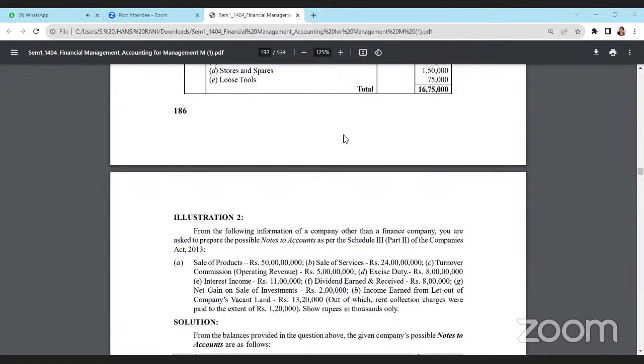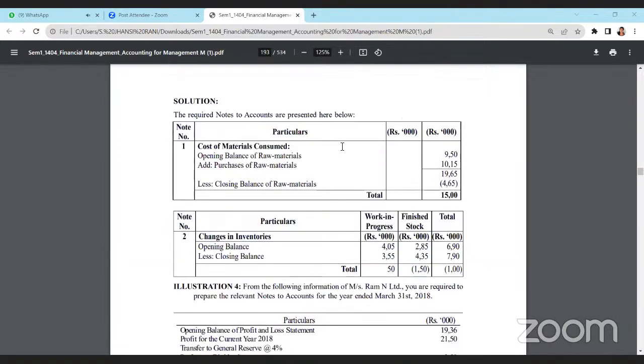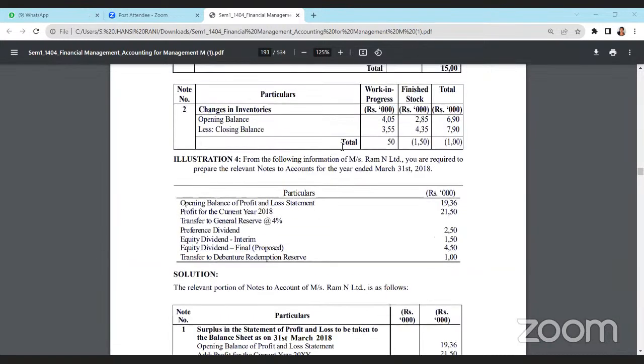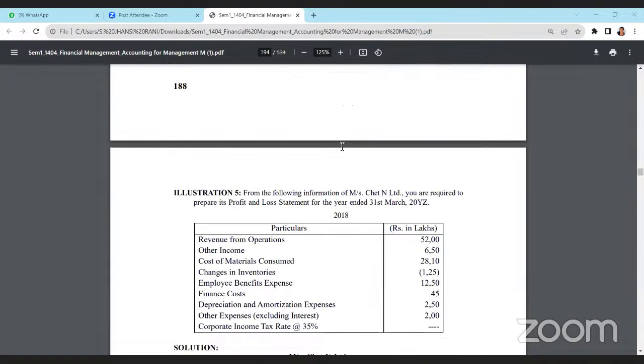Let's look at the full-fledged problem. Now, one problem we'll look at how actually it is done. Now this one, I think we can do it. Look at question number 5.